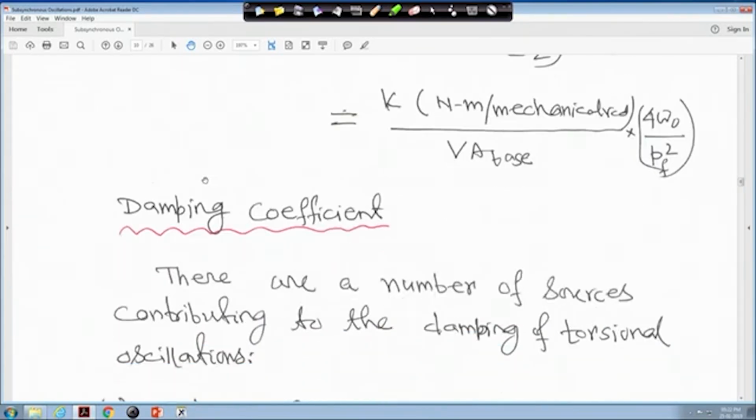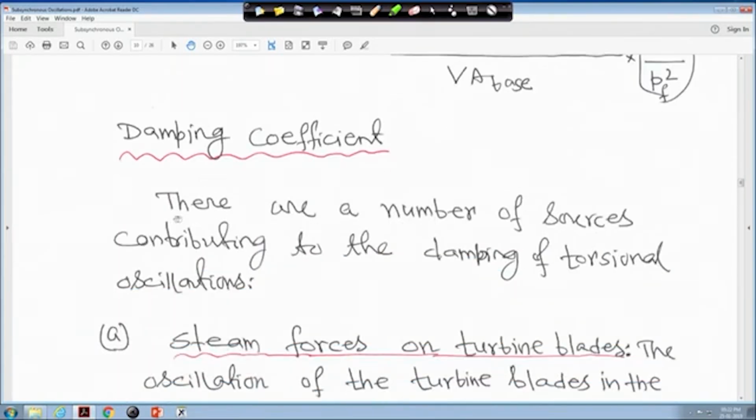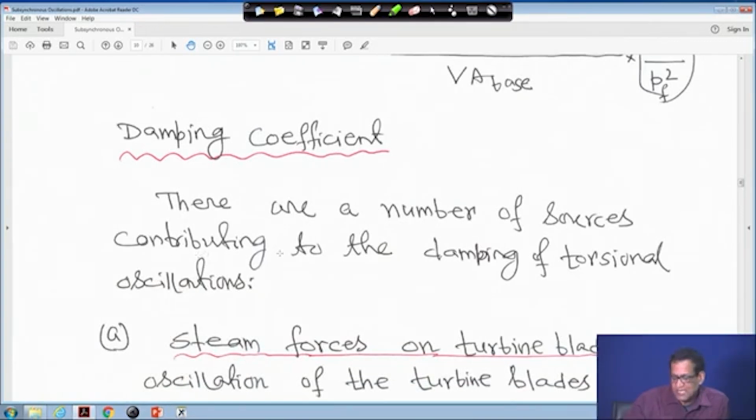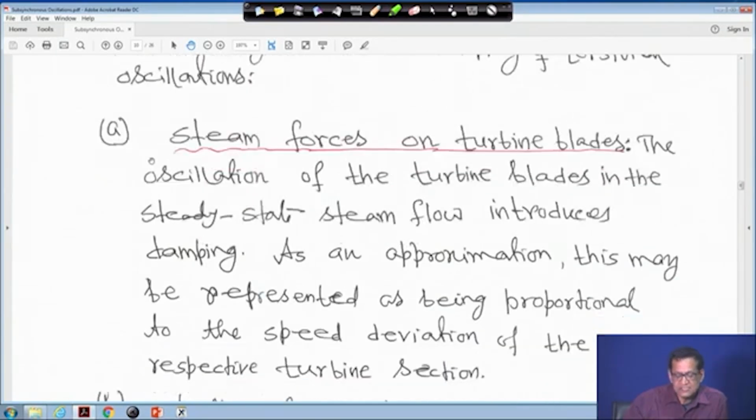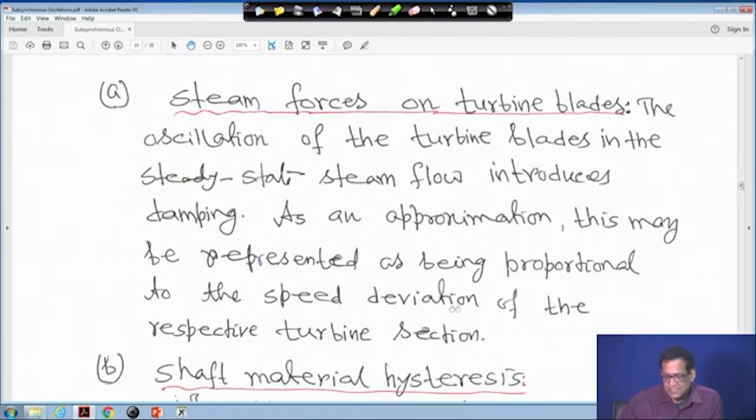Next is the damping coefficient. There are a number of sources contributing to the damping of torsional oscillations. Number A is steam forces on turbine blades, because steam is injected on the turbine blades. Therefore, the oscillation of the turbine blades in the steady state steam flow introduces damping. As an approximation, this may be represented as being proportional to the speed deviation of the respective turbine section.